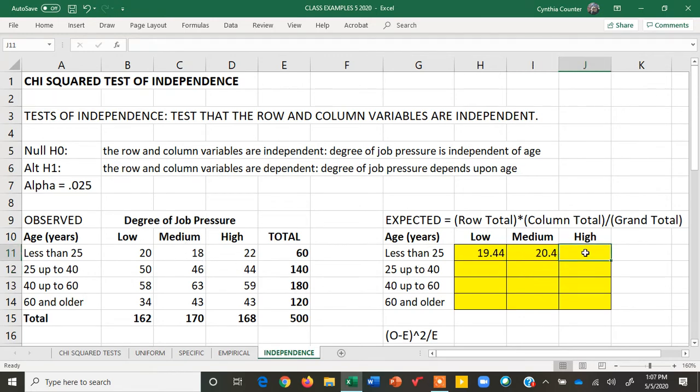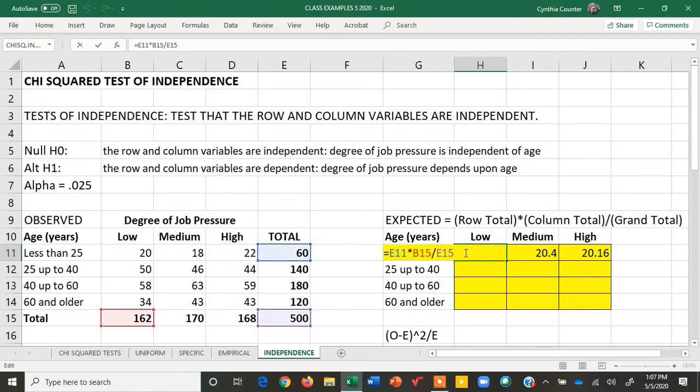Let's go ahead and do one more using this formula. We want less than 25 and experiencing high job pressure. Divide that by the grand total. 20.16 compared to an observed of 22. Now, when I copy the formulas, I can either copy across rows or down columns. I plan on doing it down columns, that's why I found one for each column.